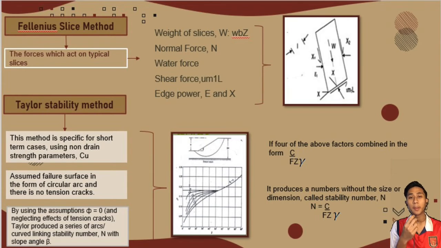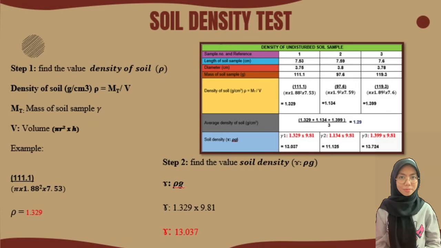Jadi, sekiranya keempat-empat faktor ni digabungkan bersamaan dengan C maksimum iaitu shear stress yang dibahagikan dengan nilai factor of safety yang juga didarab bersama dengan nilai height dan juga gamma iaitu density of soil, ia akan menghasilkan nilai tanpa size dan juga dimension ataupun lebih mudah dikenali sebagai stability number iaitu N is equal to C over F z gamma, iaitu shear stress dibahagikan dengan hasil darab factor of safety, ketinggian dan juga gamma iaitu density of soil.